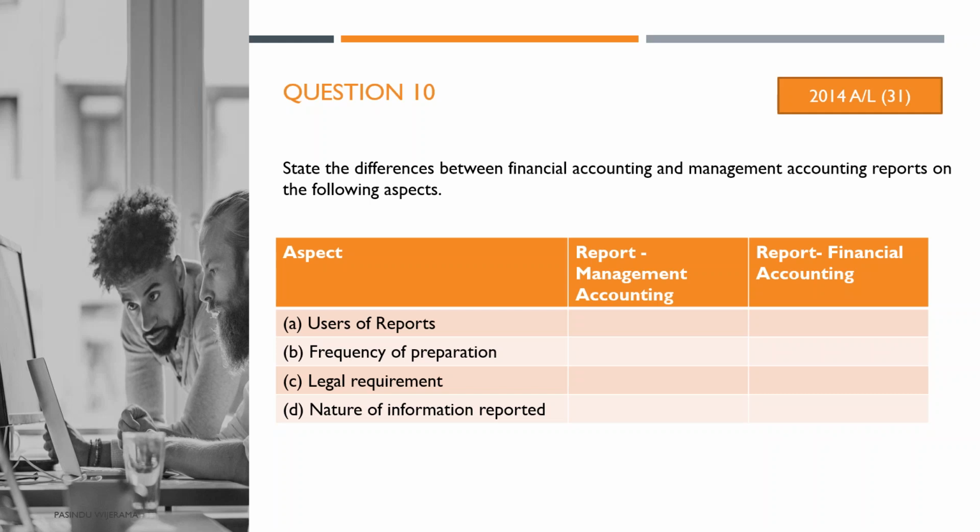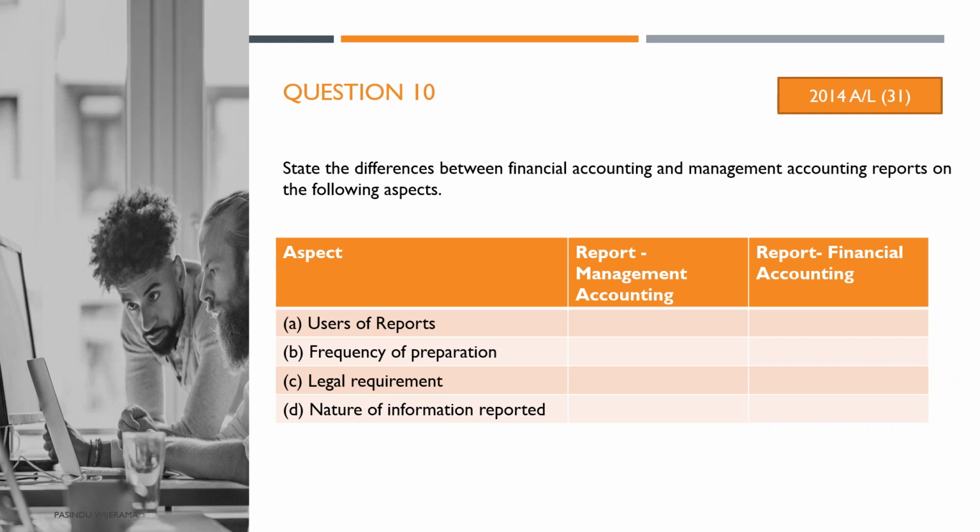Next. Frequency of reporting. Management accounting, what's the frequency? Whenever managers need. But financial accounting, what is the frequency? Once a year. Once a year. This is 2014. Legal requirement. Does the management accounting follow the accounting standards? No. Not follow the accounting standards. And financial accounting follow the accounting standards. අපිට ලියන්න පුළුවන් management accounting optional, but financial accounting compulsory. Financial accounting compulsory.